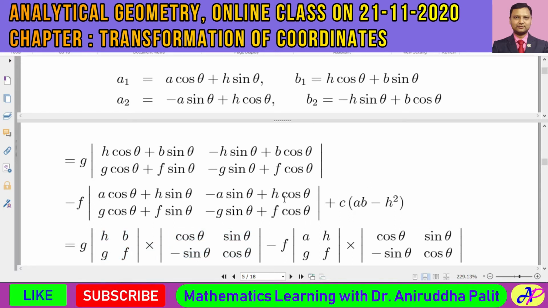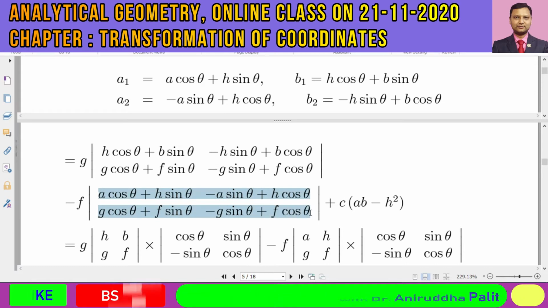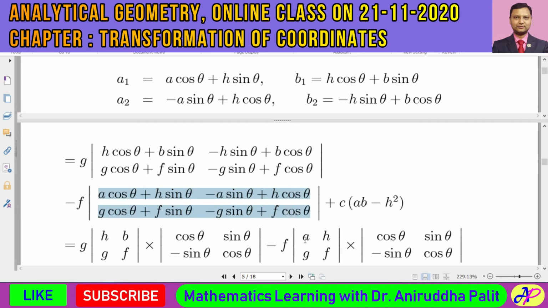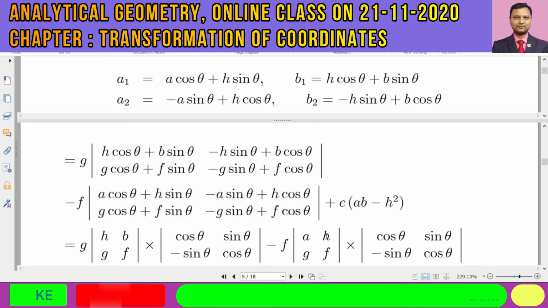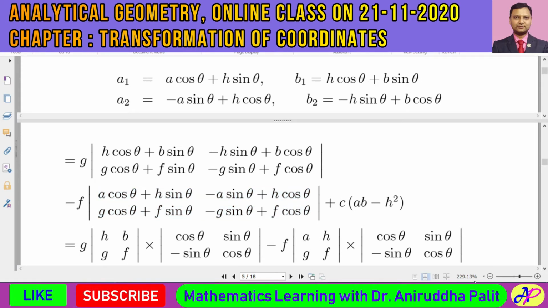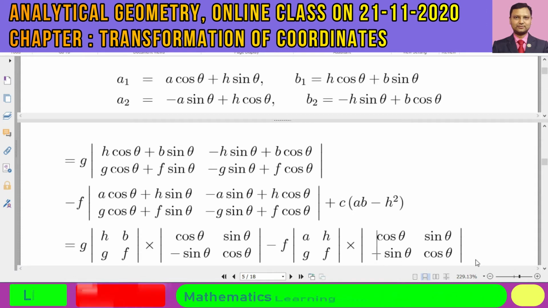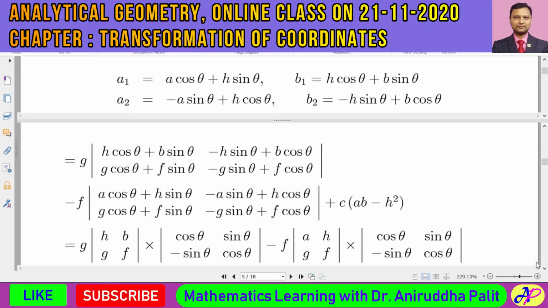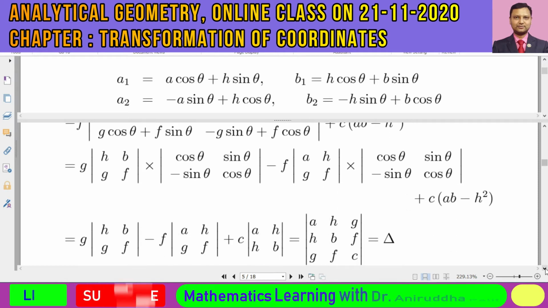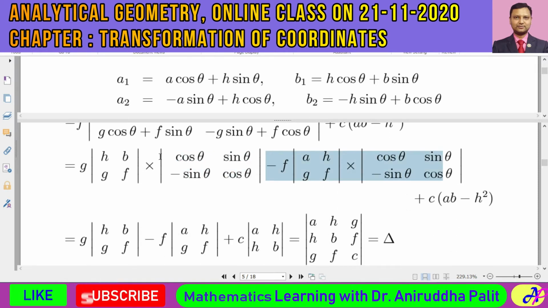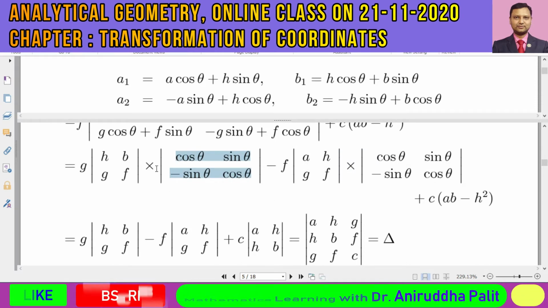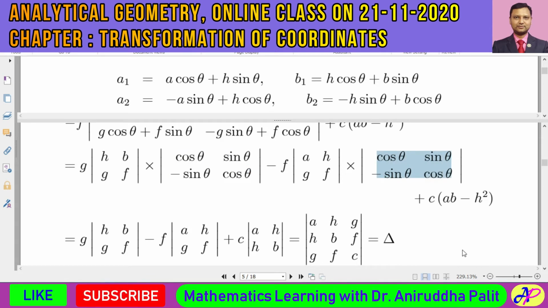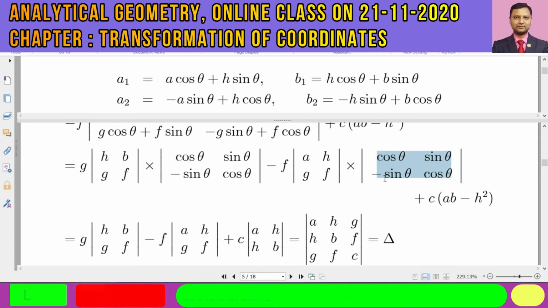And similarly, this second determinant can also be written as the product of two determinants. One is the determinant having terms a, h, g, and f, and the second one is cos theta, sin theta, minus sin theta, cos theta. Got it? Now, if we expand this determinant, its value is equal to 1. So we can remove it just as a multiplication factor. And the second one is the same determinant having value equal to 1. So we can neglect them.